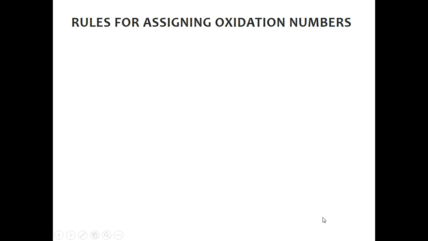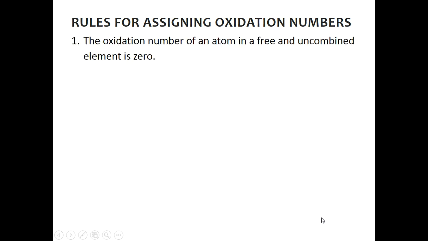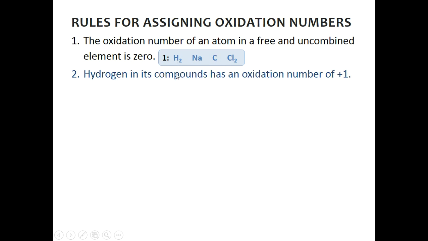So we need to learn some rules by heart to help us work out the oxidation numbers. The first one is the oxidation number of an atom in a free element is 0. By free element, I mean it's not combined to any other element. So hydrogen in hydrogen gas, sodium in sodium metal, carbon in diamond or graphite, chlorine in chlorine gas. They aren't combined with any other element, so the oxidation number of the element in these particular species is 0.